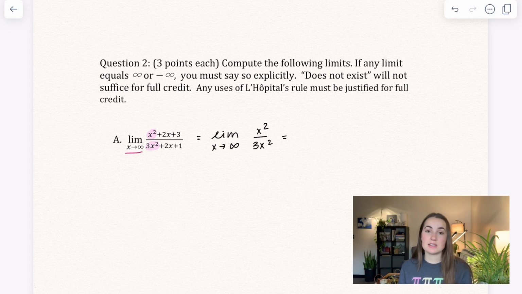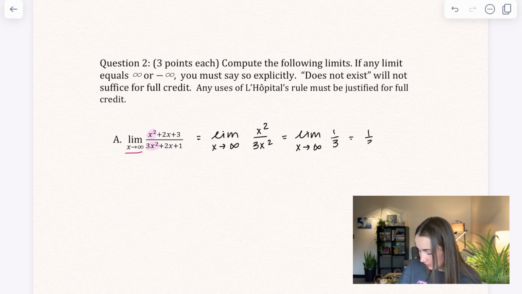The only time we can do this is with a limit to infinity because we're working with such large numbers. So if this was approaching 2, we would not be able to use this trick. But here we can go ahead and simplify it, and we just get a value of 1/3.